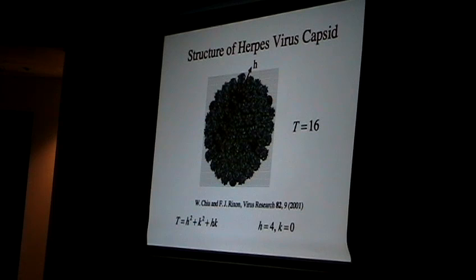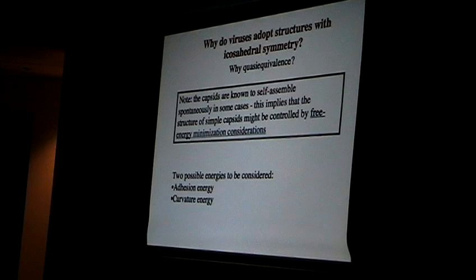So now the question that arises is why icosahedral symmetry? Because these viruses self-assemble spontaneously, capsid self-assembly must be controlled by free energy minimization. In order to test that idea, we said that two kinds of energies should be involved. One, these protein subunits aggregate, so there must be an adhesion energy. And then, since it's forming over the surface of a sphere, there is a curvature energy involved.